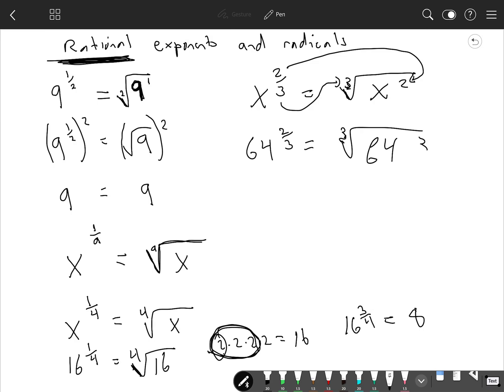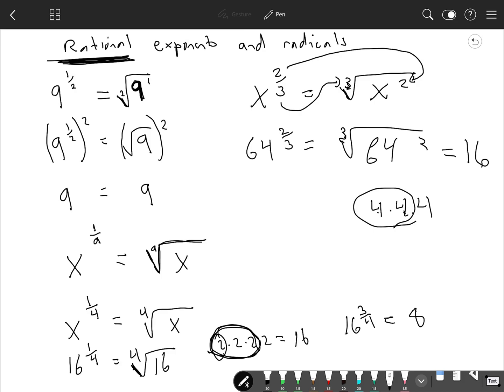64 to the 2/3. Let's see if we can figure that out. The cube root of 64. What number times itself 3 times is 64? Well, if you said 4 times 4 times 4, you're right. And now we're taking 2/3 of those 4s. So we're taking this much. So 4 times 4 is 16. The cube root of 64 squared is 16. Hopefully this is starting to make a little sense to you.